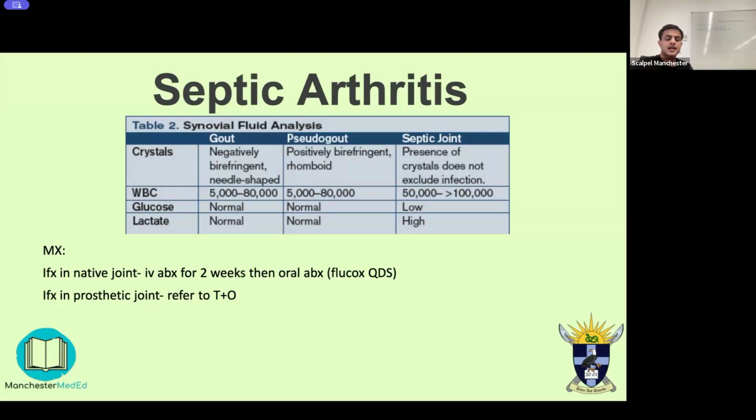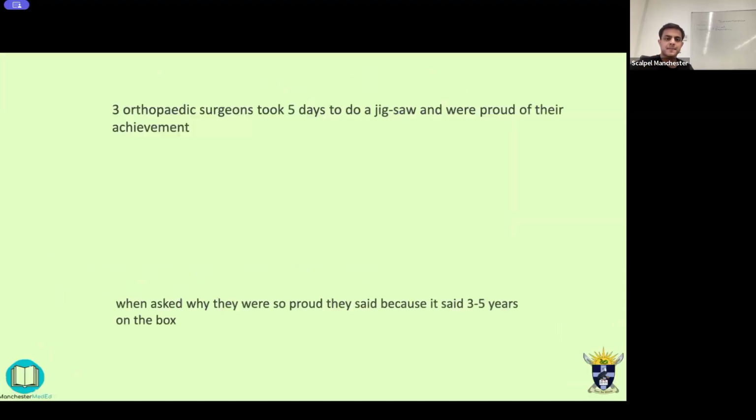where you've got the high white blood cell count and an absence of crystals. And then the management, so if it's an infection in a native joint, so a normal joint, anyone has, then you give IV antibiotics for 2 weeks, and then you move onto oral antibiotics. And the antibiotic you give is Flucox. But if you ever forget what antibiotic to mention in an exam, you should say refer to the BNF. And if it's infection in the prosthetic joint, send them to T&O, and they'll deal with it.